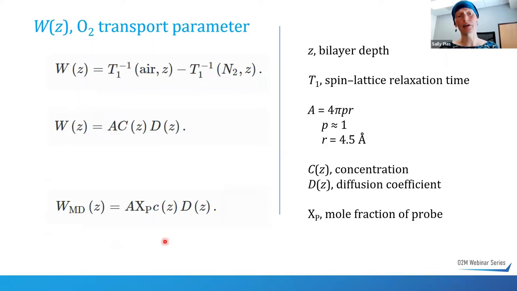And then in our simulation study, we did something similar and just modified the equation a little bit to account for the presence of the probe itself. So we have a factor that is introduced that represents the mole fraction of the probe within the membrane in the EPR studies, so that we could do a comparison. But this oxygen transport parameter represents the solubility diffusion of oxygen in the membrane.